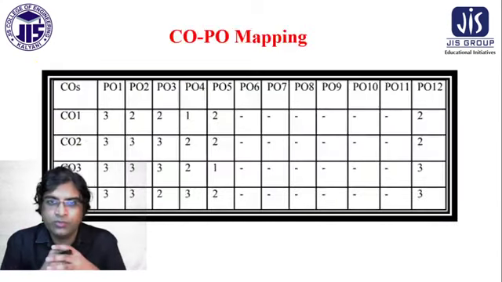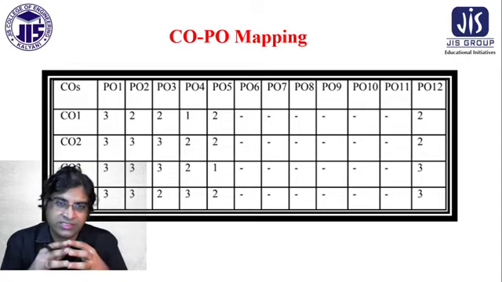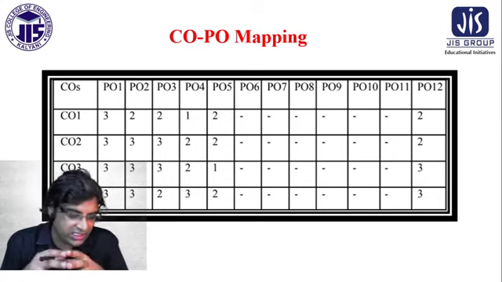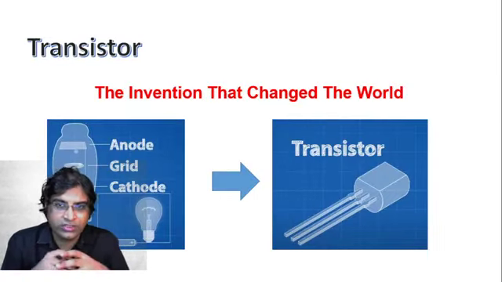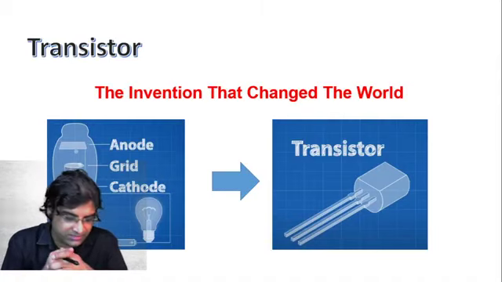Now this is the CO-PO mapping, the course outcome and program outcome mapping, which is very important. That's why, as per the Washington Accord, this is very much mandatory at present in India for any kind of engineering course and all those things. So this is represented here. So today we go for a very important fundamental thing, that is the transistors.